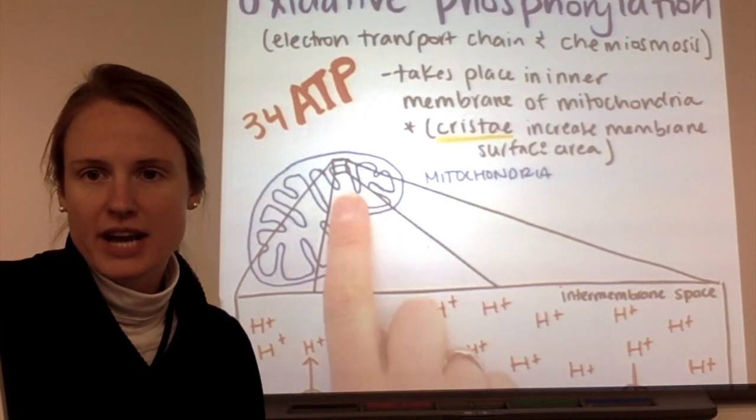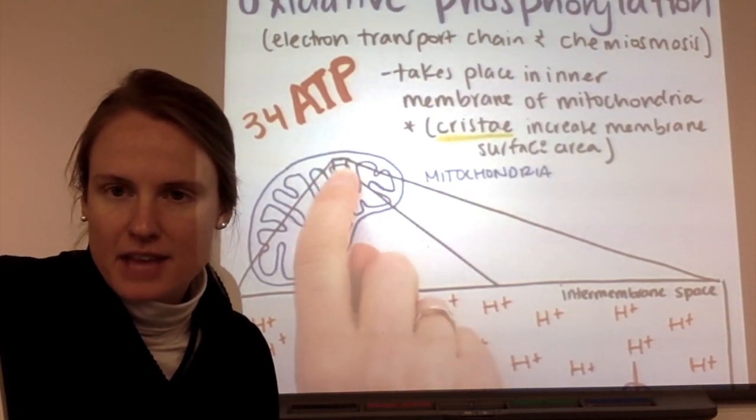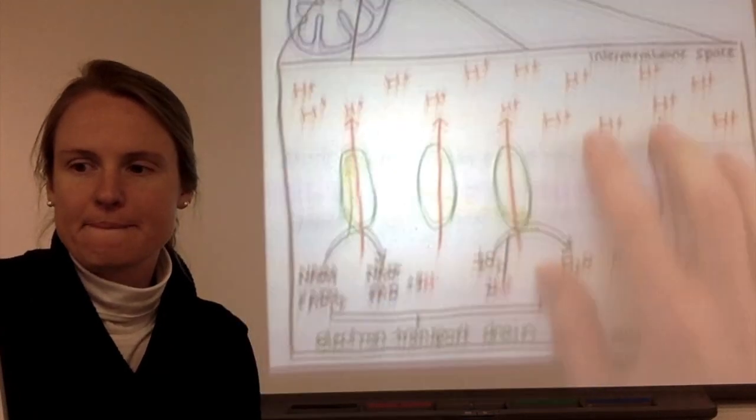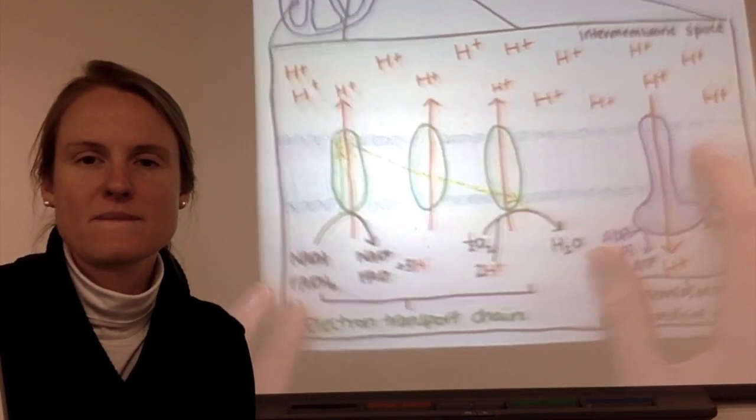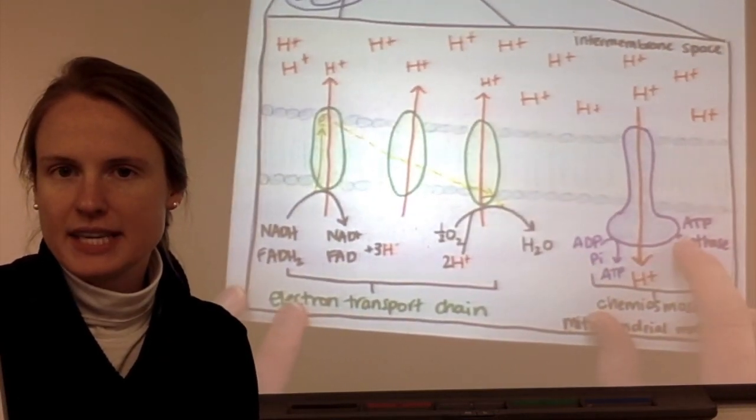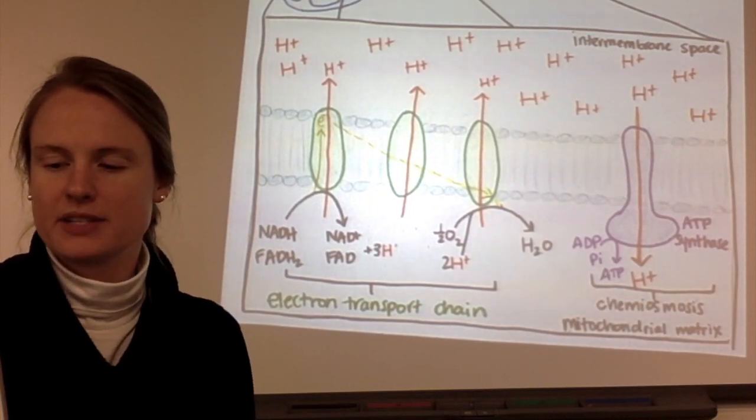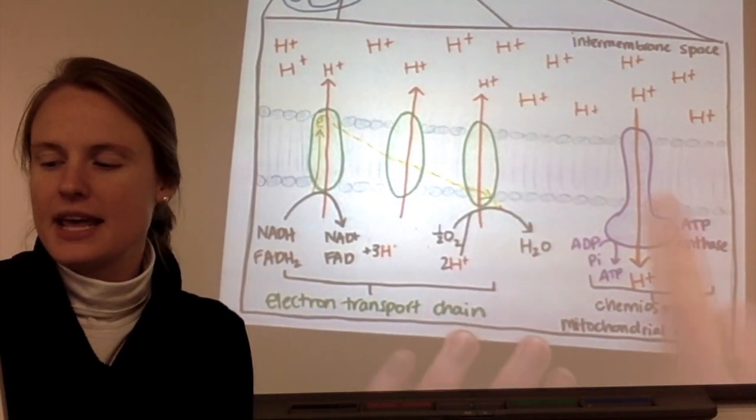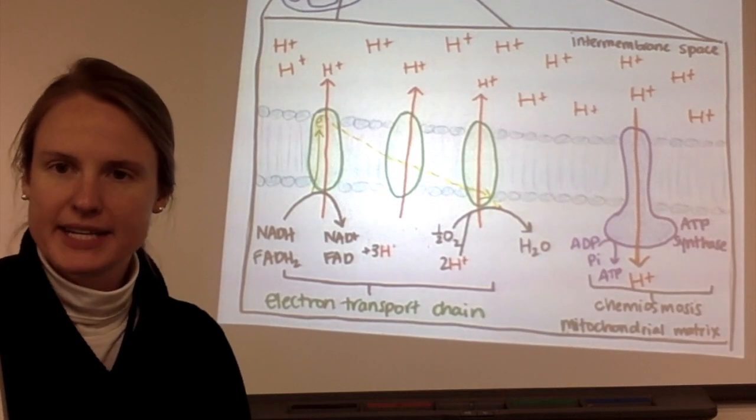So this is my mitochondria. I'm going to zoom in on this part of the inner membrane right here. And you can see that I have those 2 main parts, the electron transport chain and chemiosmosis. So let's break it down.